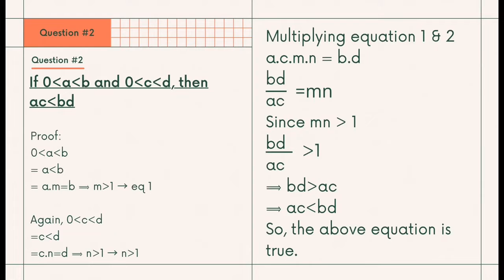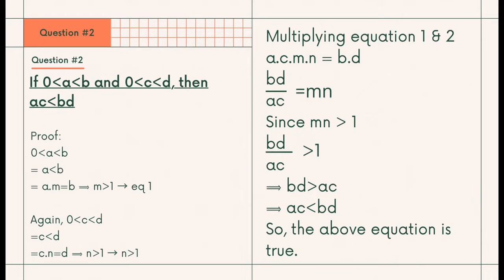Again, 0 < C < D. C < D, we multiply C with N equals D, and in this case N > 1. Multiplying equation 1 and 2, A times C times M times N equals B times D. B times D over A times C equals M times N. Since M times N > 1, B times D over A times C > 1.